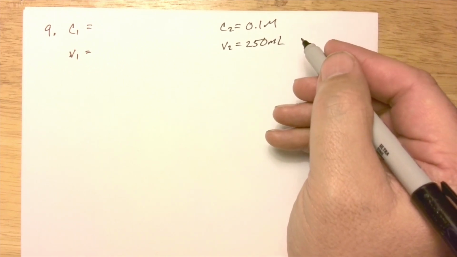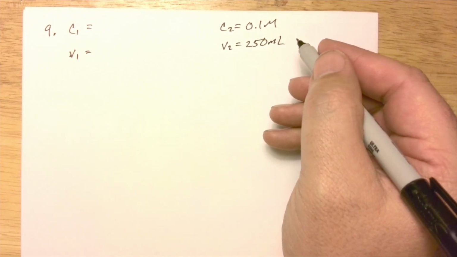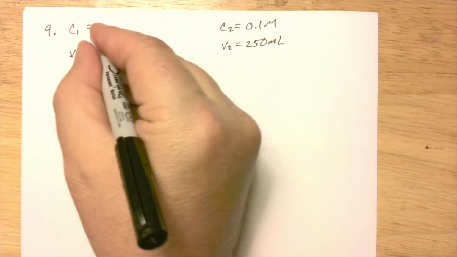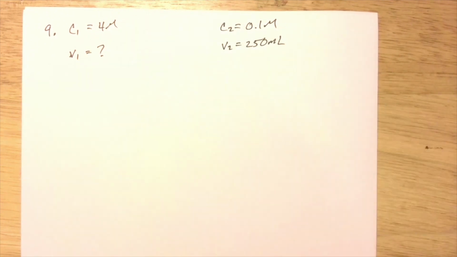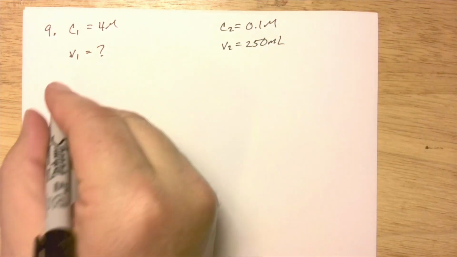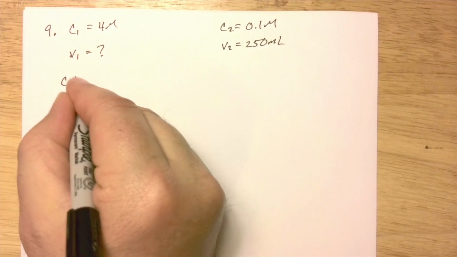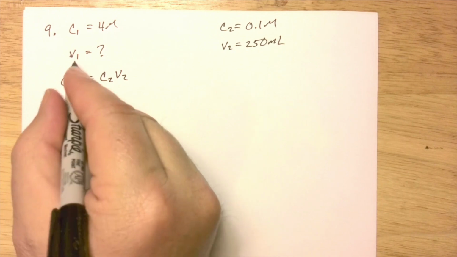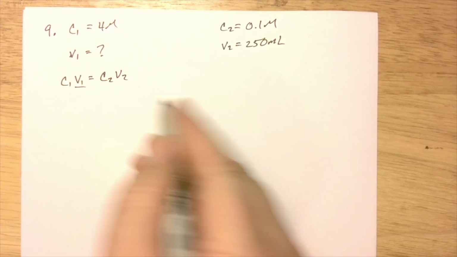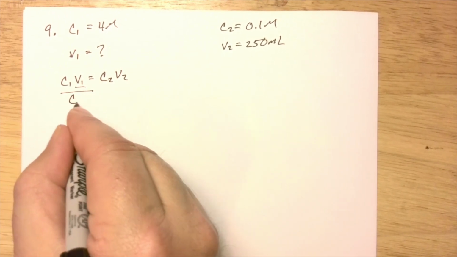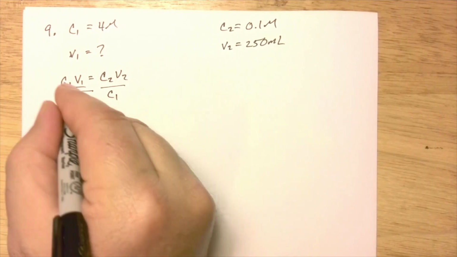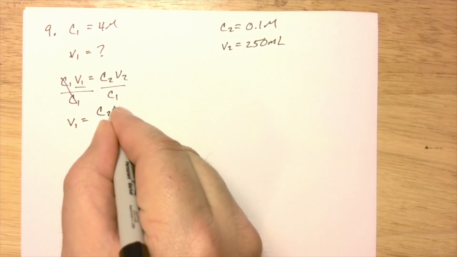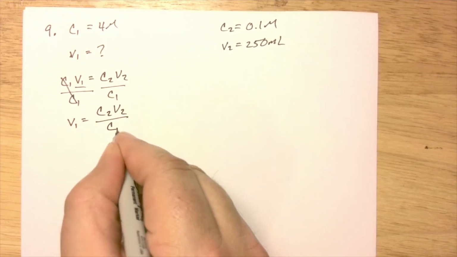And you want to know how many milliliters of a 4 molar calcium nitrate. So we don't know this value here, and you're starting with a 4 molar concentration. So we have C1 V1 is equal to C2 V2. We don't know V1, so we need to get rid of the C1. Therefore, V1 is equal to C2 times V2 all over C1.